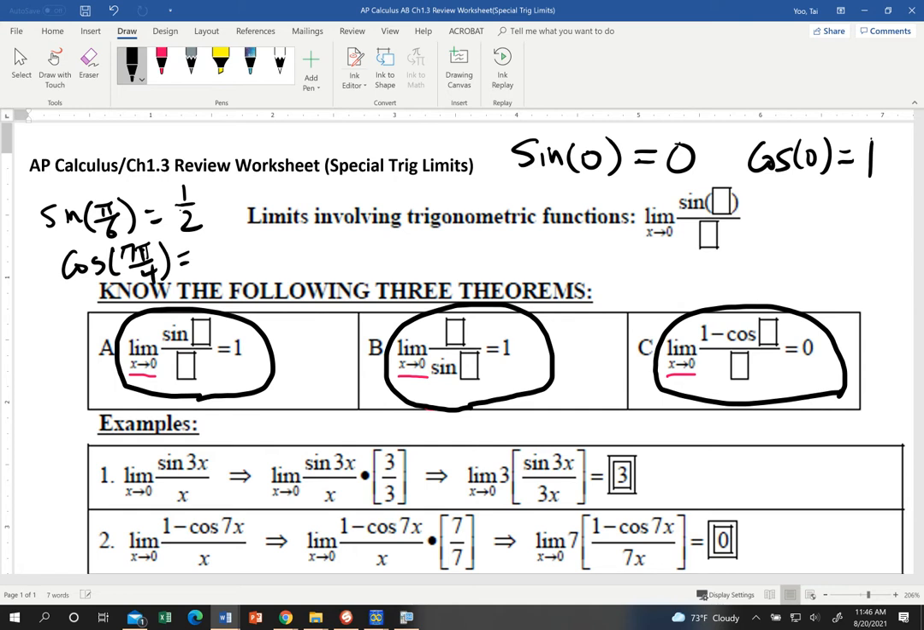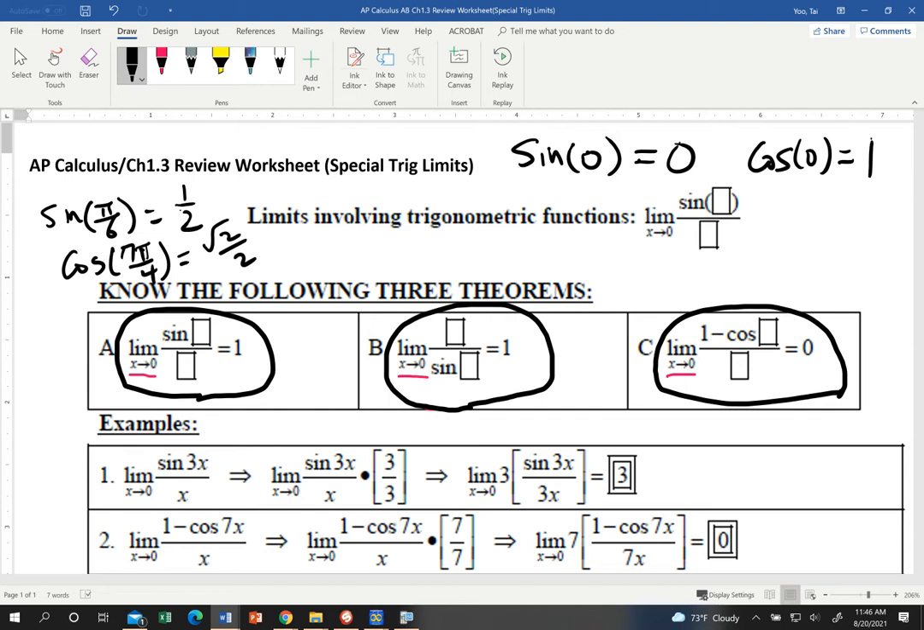Anybody know the answer to cosine 7 pi over 4 without looking at your unit circle table? What is it? Root 2 over 2. Is it negative? No, it's positive root 2 over 2, which is correct. Whoever said that, awesome. You need to know your unit circle for your AP exam.